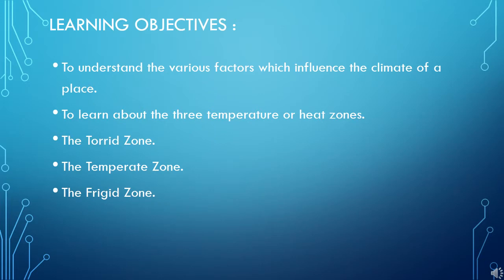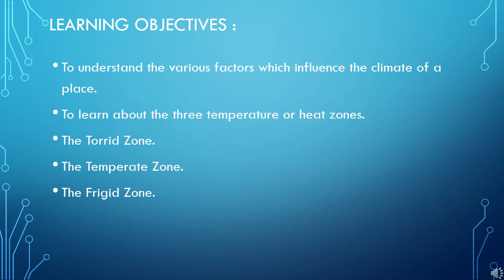Students, let us know what would be today's learning objectives. Today's learning objective would be to understand the various factors which influence the climate of a place, and to learn about three different temperature or heat zones of the world, and the temperature zones are the torrid zone, the temperate zone, and the frigid zone.